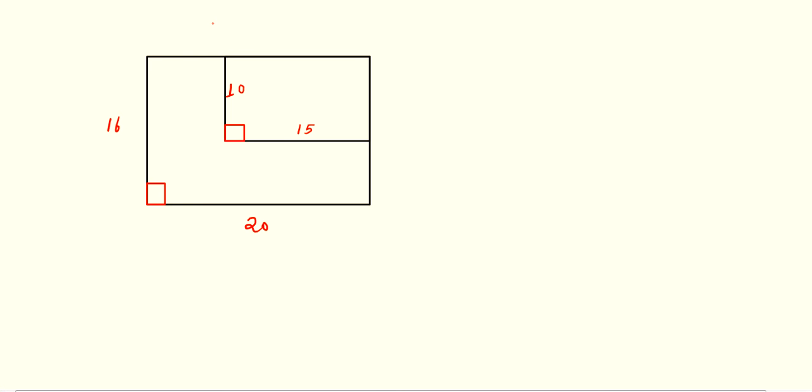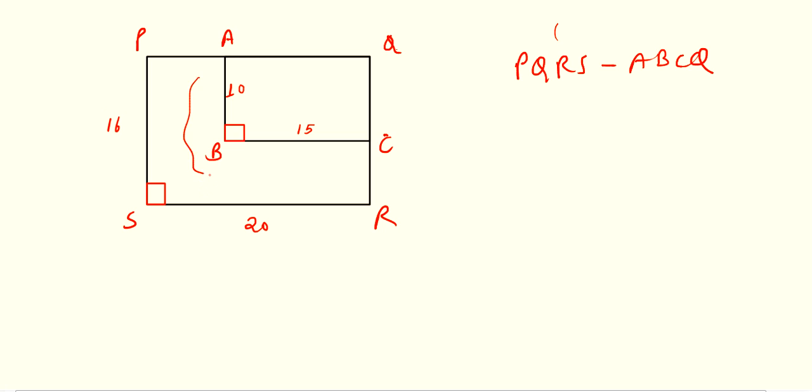For each figure given below, find the area of the shaded portion. In this question, this one is your shaded portion and this one is not shaded. We have to find the shaded area. How can you find it? Simply, name this P, Q, R, S, and this one A, B, C, Q. So PQRS is your total shape. If you subtract ABCQ from PQRS, you will get this area.